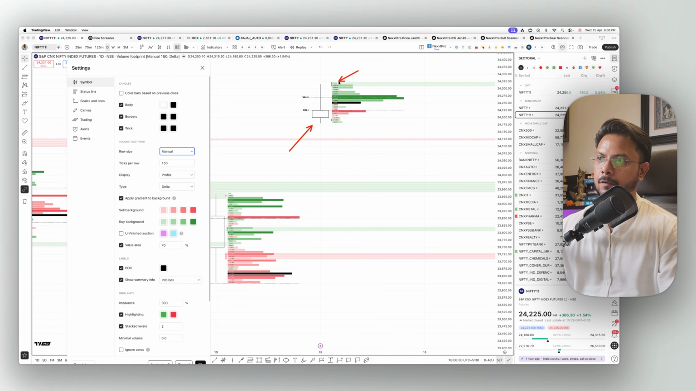A pretty decent volume happened right on the top in terms of imbalance, and maximum delta is over here. Maximum volumes happened here. This you have to keep in mind.